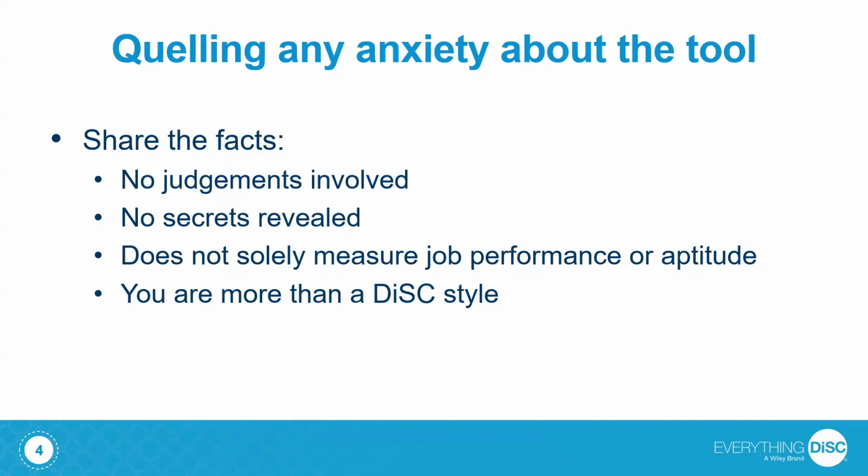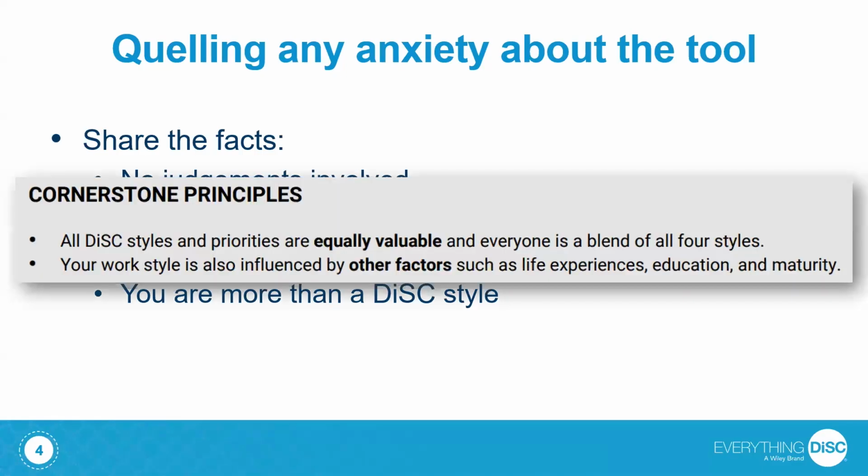So I find the easiest way to summarize this is to just come back to our cornerstone principles. And I've got them on the screen there for you. Now, these are included in every DiSC profile really early in the report itself, and they are really important, if not the most important thing to keep in mind when using it. Right? So all DiSC styles and priorities are equally valuable, and everyone is a blend of all 4 styles. And sometimes that last part can get lost in the weeds. We are all going to show a blend of all 4 styles and characteristics. So it's important to keep that in mind when using the tool.